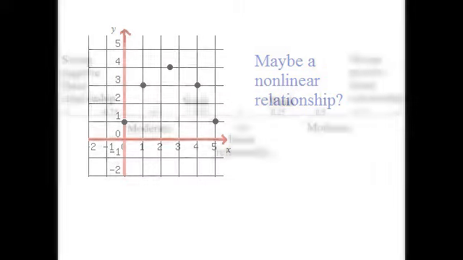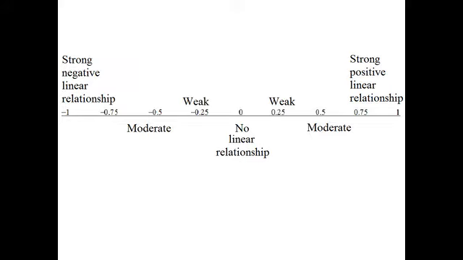Besides describing a correlation coefficient as positive, negative, or zero, we also want to describe the strength of the relationship. For values close to 1 or negative 1, we say the correlation is strong. For values close to 0, from about negative 0.25 to positive 0.25, we say the correlation is weak. In between, we would say that the correlation is moderate. So let's practice identifying correlations.